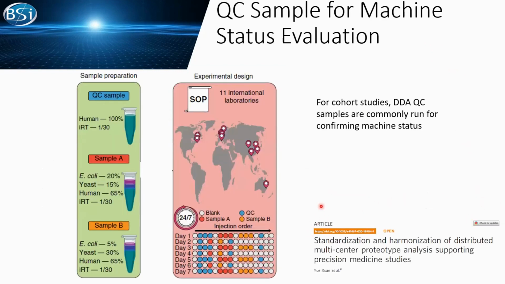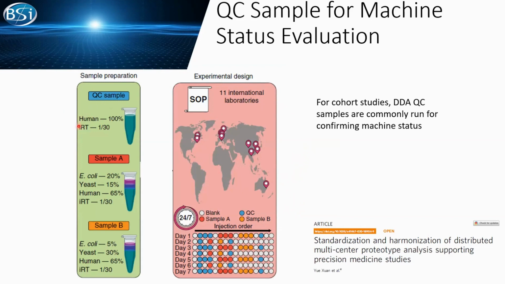In this work, you organize an international collaboration study, and across the whole world, 11 international laboratories were chosen to run the same samples to evaluate whether DIA can be implemented into the clinical study.